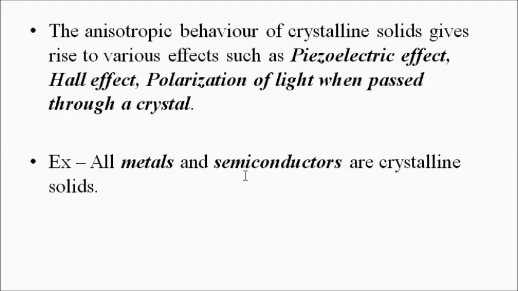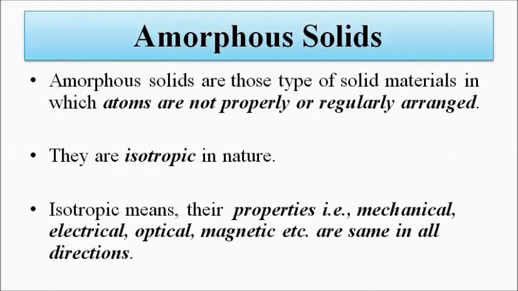And all metals and semiconductors come under the category of crystalline solids. That's why they are very important. So this is the basic categorization of the amorphous and crystalline solids.